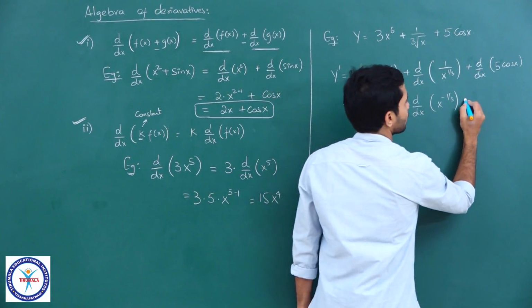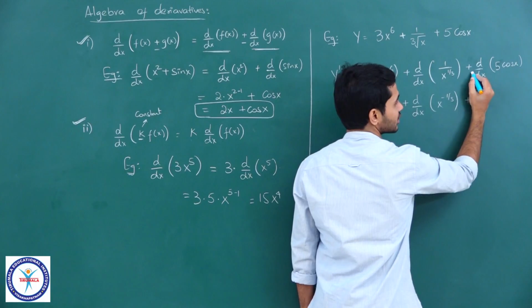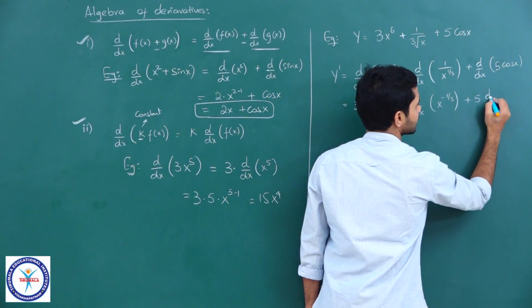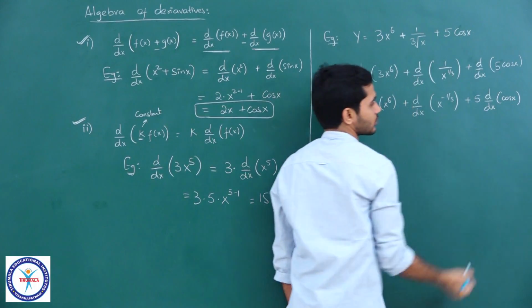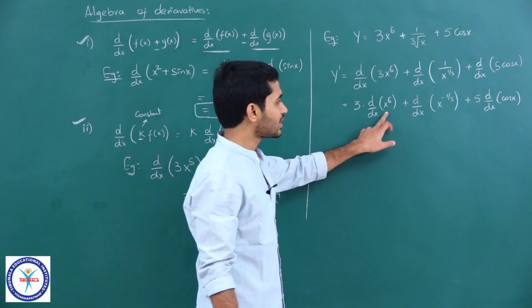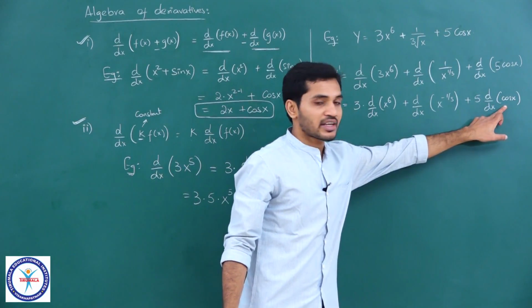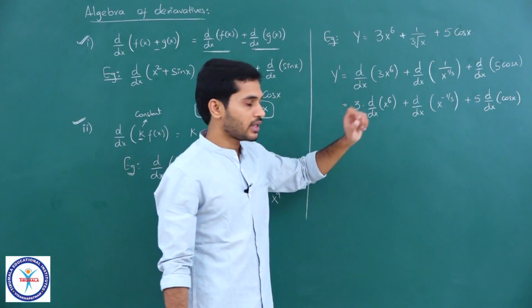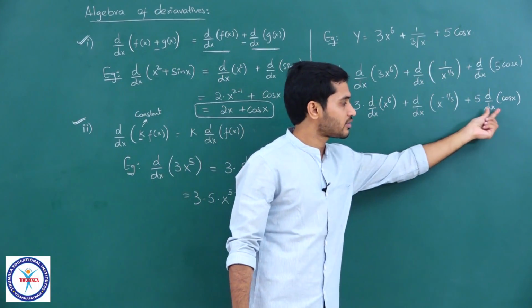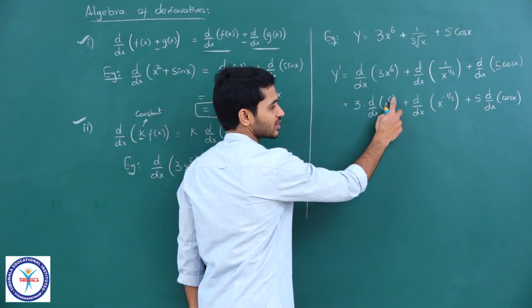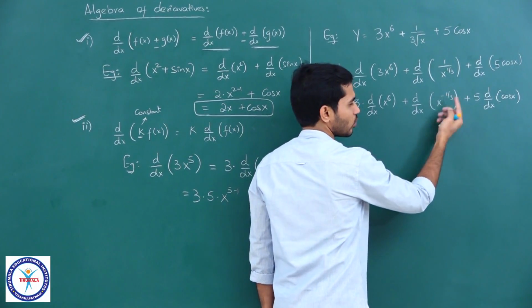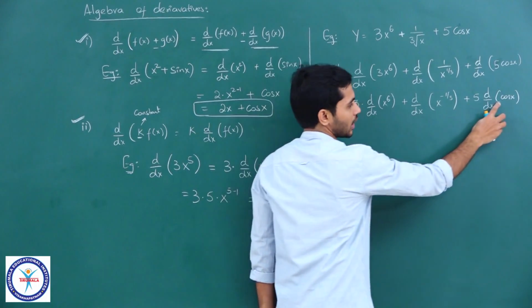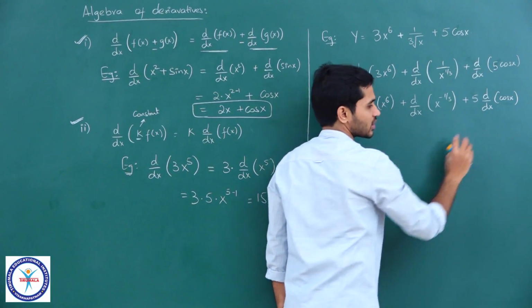Now, plus, once again I can bring this 5 outside and write it as d by dx of cos x, right. Now, you can see that all these are basic derivatives which we had a table for, right. We know that these are all basic derivatives. I know how to differentiate x power 6 with respect to x. I know how to differentiate x power n, whatever n is, with respect to x. I know how to differentiate cos x with respect to x.